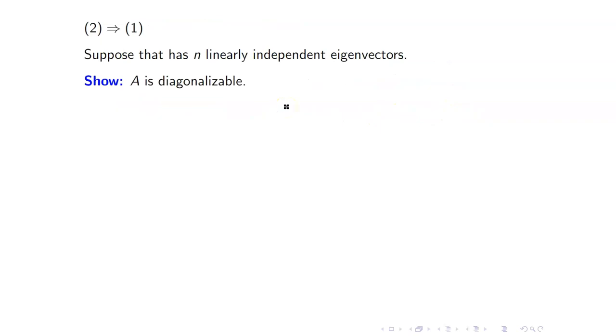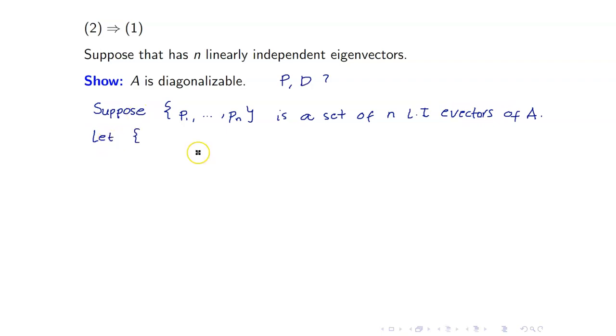Let us prove the other direction. Suppose that A has n linearly independent eigenvectors. Let us show that A is diagonalizable. The proof is just the reverse of what we had earlier. So suppose P1 up to Pn is your set of n linearly independent eigenvectors of A. Moreover, let lambda 1, lambda 2 up to lambda n be your eigenvalues of A. And this lambda 1 corresponds to your eigenvector P1, lambda 2 corresponds to your eigenvector P2, and so on.